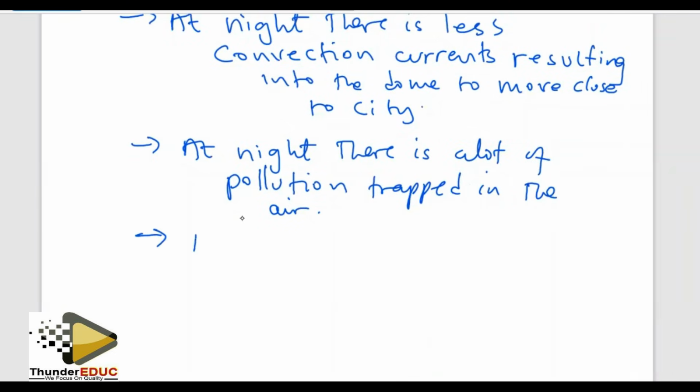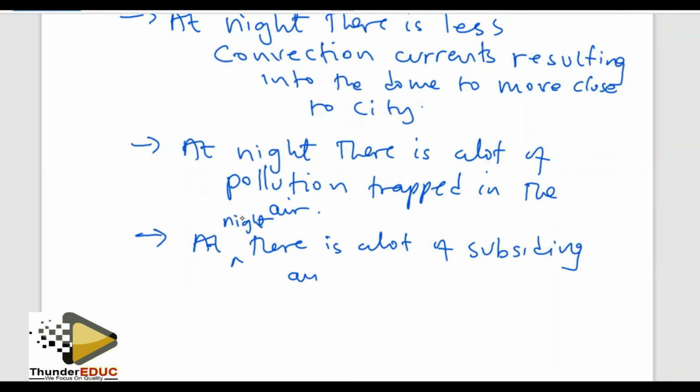As well say at night, there is a lot of subsiding air, pushing the dome downwards. Okay.